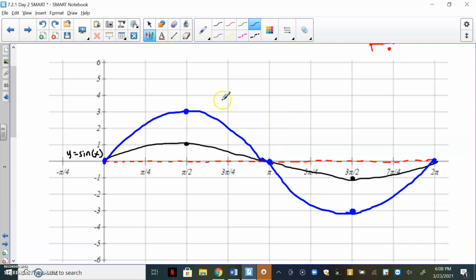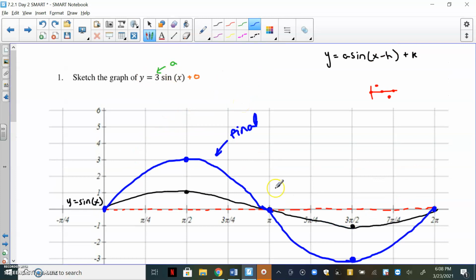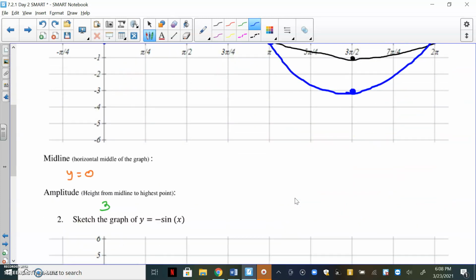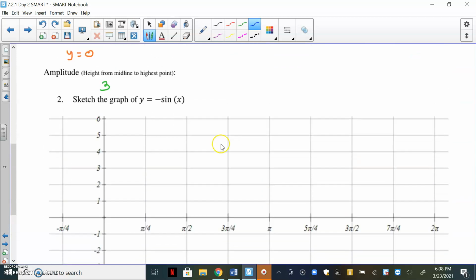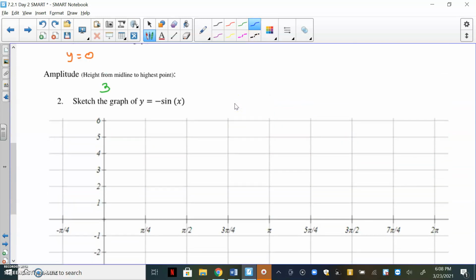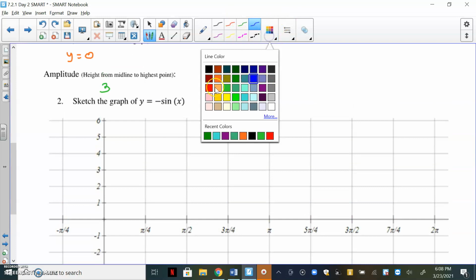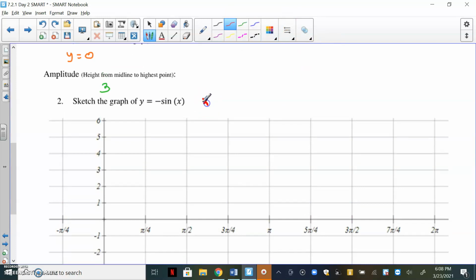All right, and this is my final graph, and it was just stretched out a little bit compared to the original one, particularly by a factor of 3. All right, so now for the next one. Now this one just has one itty-bitty transformation, and that is the negative sign up front. What that means for us is that we are going to have a reflection. An x-axis reflection.